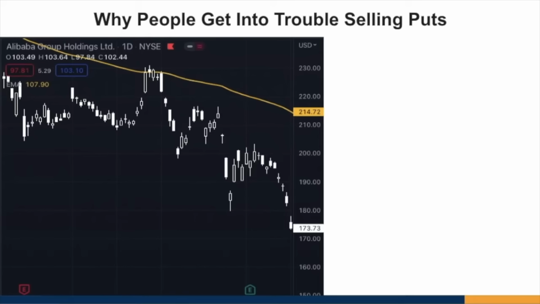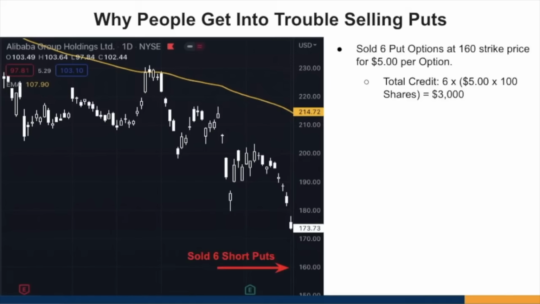All right, not too long ago, a friend of mine got into trouble by selling way too many puts on Baba. Right, this is the stock of Baba at the point of time when he came to me. I think it was roughly about $170, $180. So what he did is he said to me that he sold 6 put options at $160 strike price for $5 per option. Right, so for 6 contracts he would receive $3,000, and he came to me and said, Davis, this is such easy money, you should be selling on Baba as well.